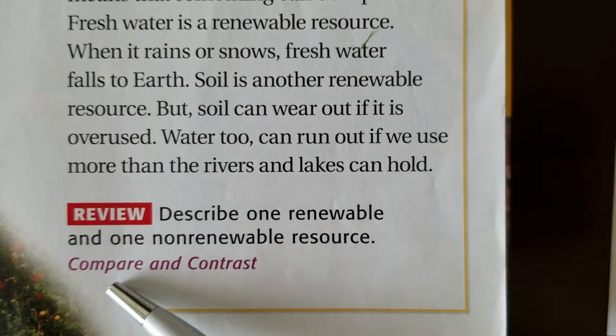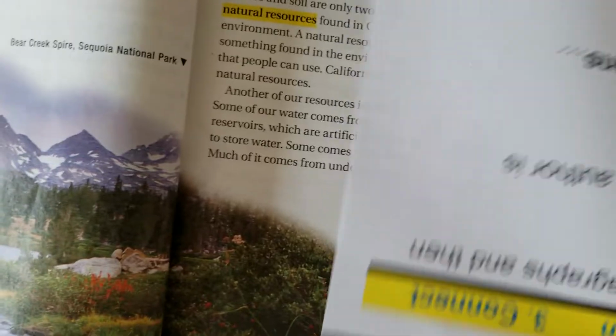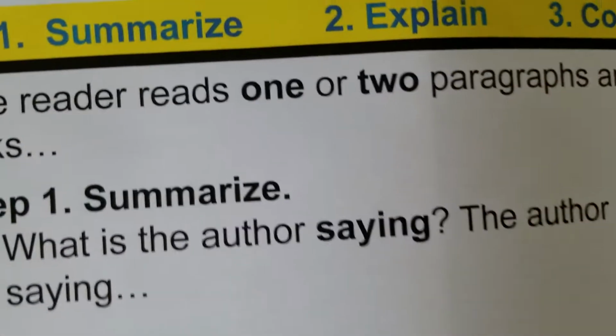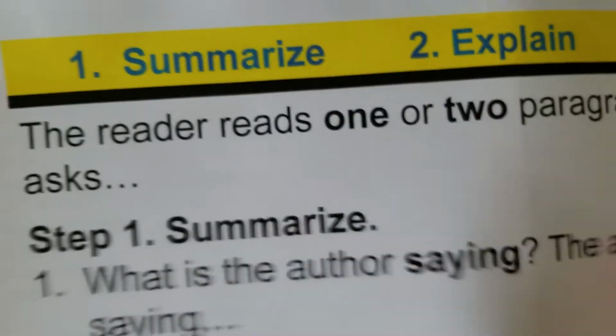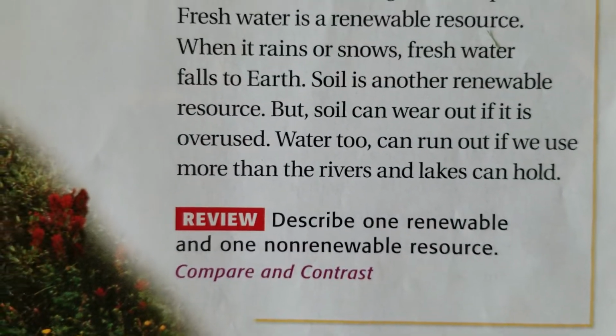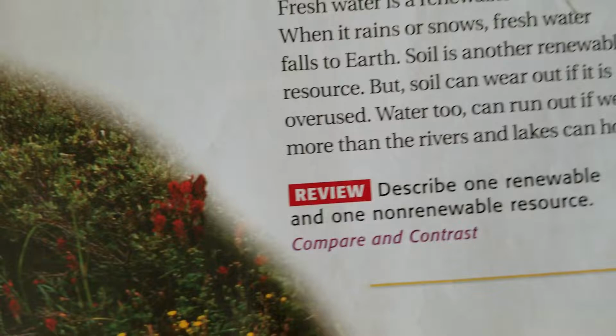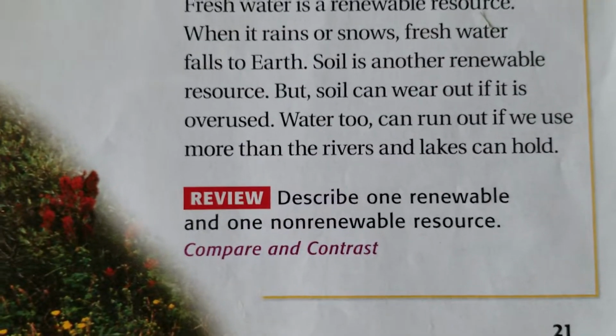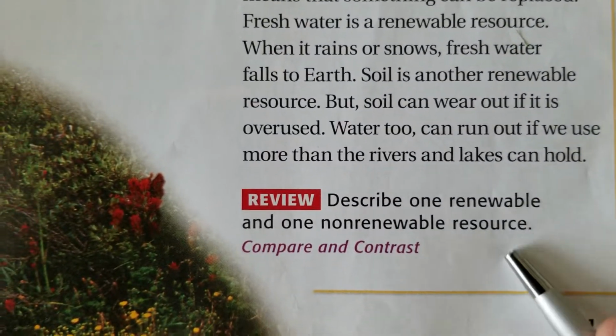So here's the question they tell you right away, compare and contrast. So 2 of the fastest ways and the best ways to improve your reading comprehension is to summarize and to compare. Practice summarizing and comparing and your reading comprehension skyrockets. So it says describe one renewable and one non-renewable resource.